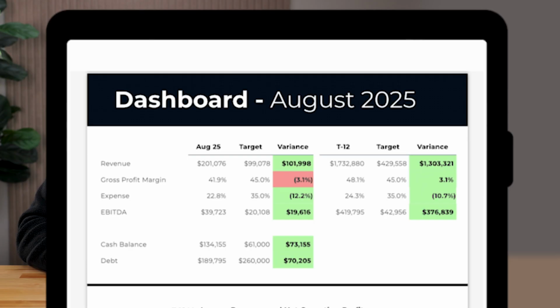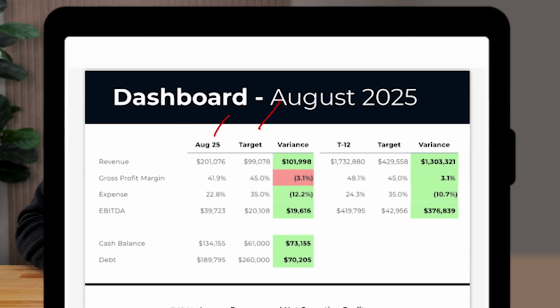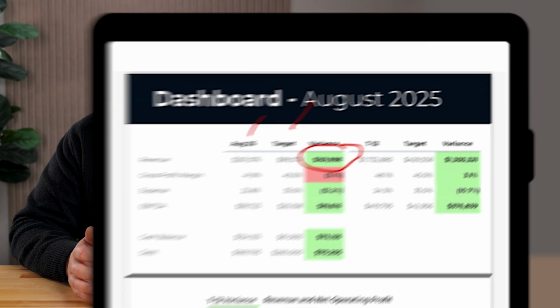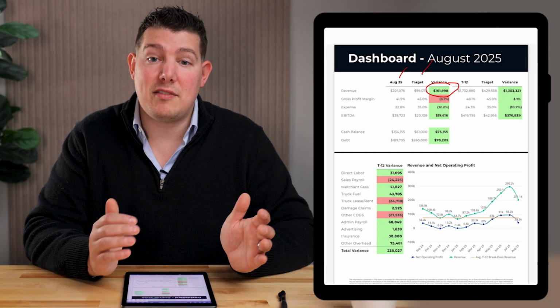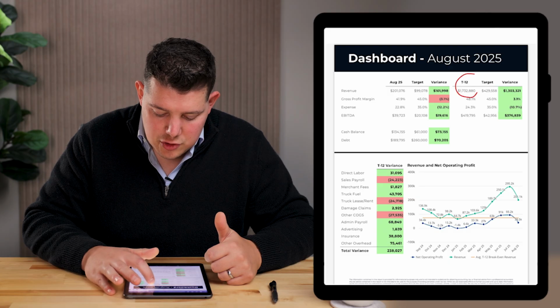What this shows is information for the previous month and information for the trailing 12. The target amounts then are the actual amounts from the previous month and the trailing 12 months. If the revenue was more last month than it was the same month in the previous year, then this variance is going to be green. If your sales declined and now your revenue is less than what it was last year, this variance is going to be red. Same thing for the trailing 12.